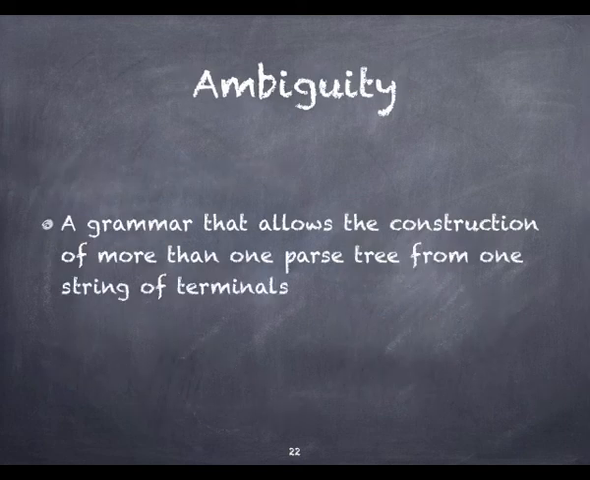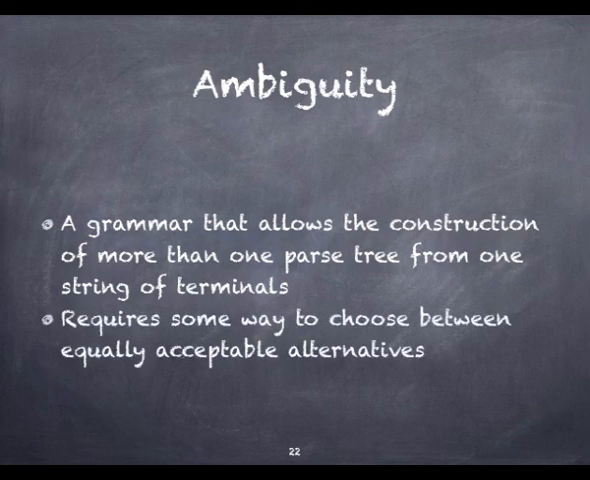A grammar that allows the construction of more than one parse tree for some string of terminals is said to be ambiguous. Ambiguity turns out to be a problem when trying to build a parser. It requires some extra mechanism to make a choice between equally acceptable alternatives. In this class, we will avoid the use of ambiguous grammars.